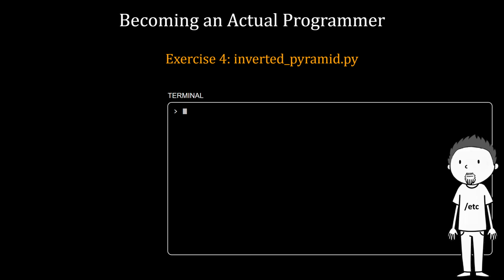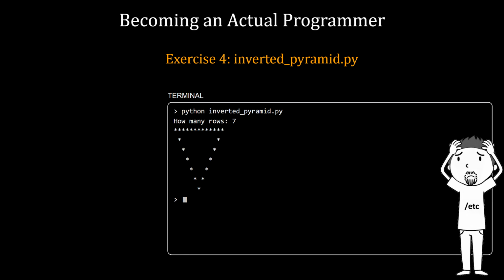Exercise 4. Input a number and print a hollow inverted pyramid with that many rows. Yes, this one's a bit more challenging, but you could start with a solid inverted pyramid first, which might make it easier. Okay, good luck and have fun coding these.